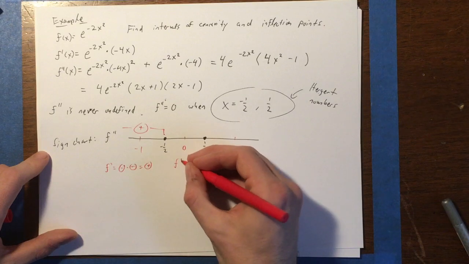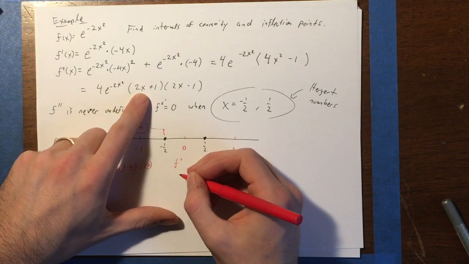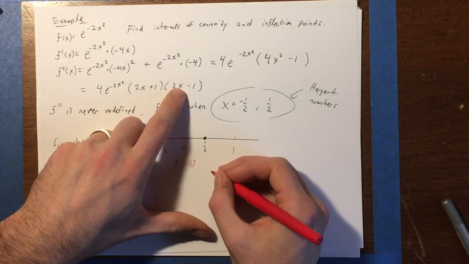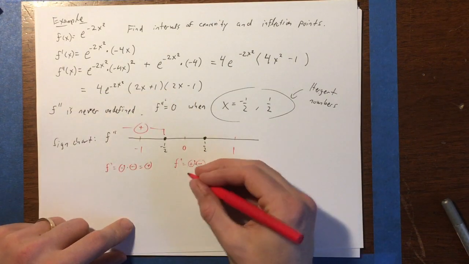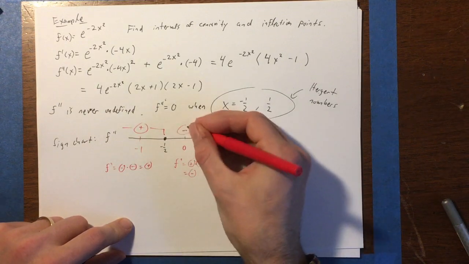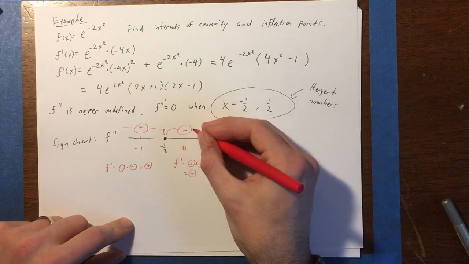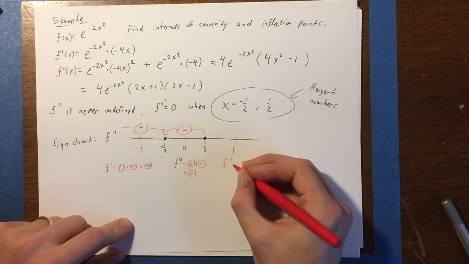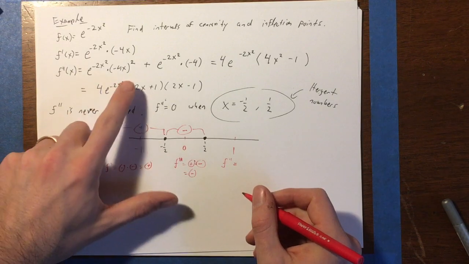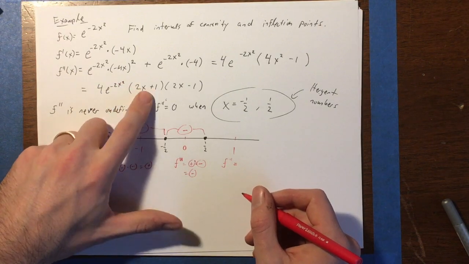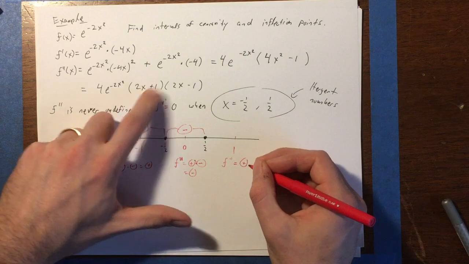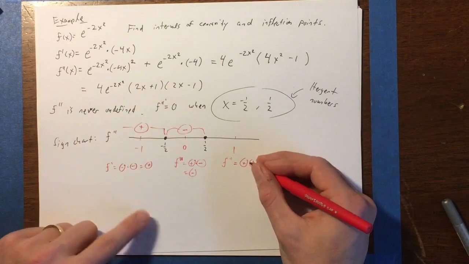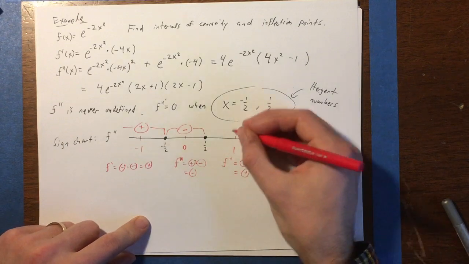Now at 0, if we stick in 0 for x, we're going to have +1, positive, times -1, negative. So that's overall negative. So it's negative on that interval. And at 1, we're going to have 2 times 1 plus 1 is 3, that's positive, times 2 times 1 minus 1, which would be 1, which is also positive. Positive times positive, which is overall positive.